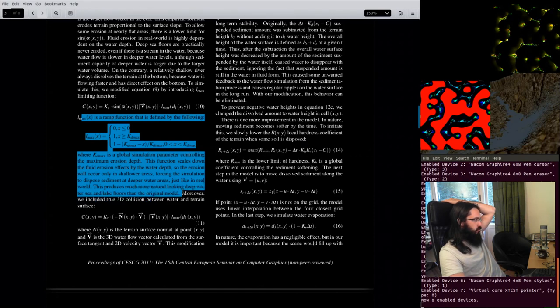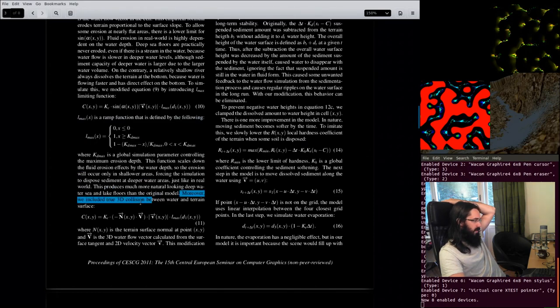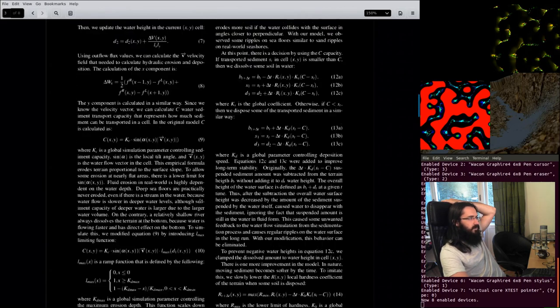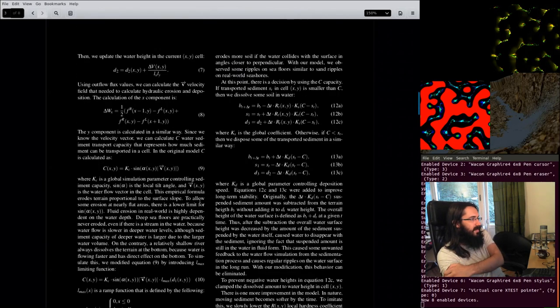Moreover, we include true 3D collisions between water and terrain surface, where N is the surface normal at point yada, and big V is the 3D water flow vector calculated from the surface tangent and the 2D velocity vector. But if it's tangent to the surface, we're getting less erosion, which is kind of annoying. It erodes more soil if the water collides with these.